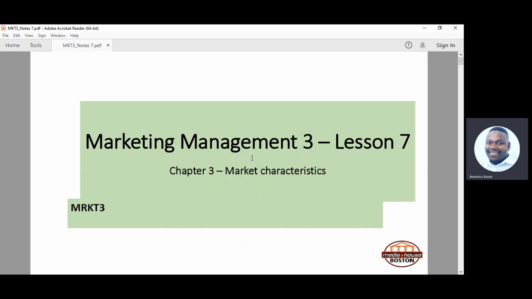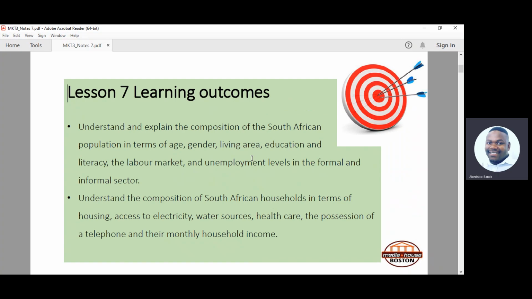At the end of this lesson, you need to understand and explain the composition of the South African population in terms of age, gender, living area, education and literacy, the labor market and unemployment levels in the formal and informal sector. You also need to understand the composition of South African households in terms of housing, access to electricity, water sources, healthcare, and the possession of a telephone, as well as their monthly household income.